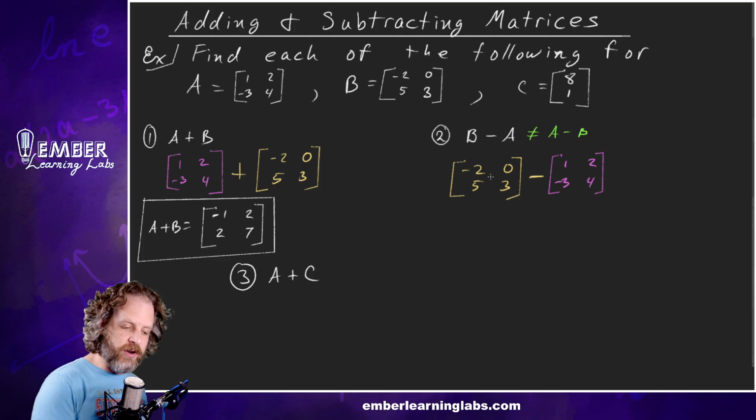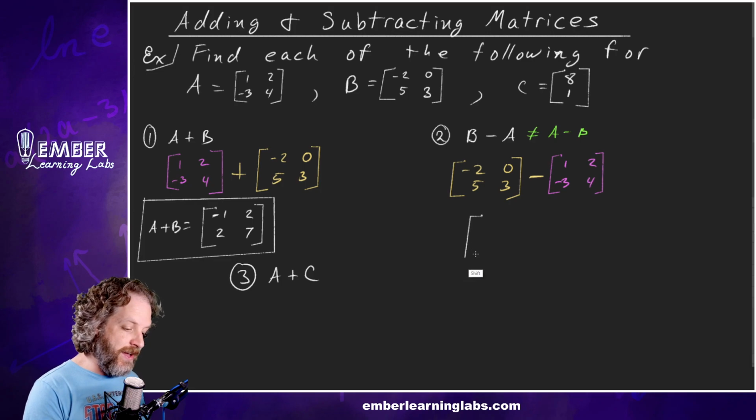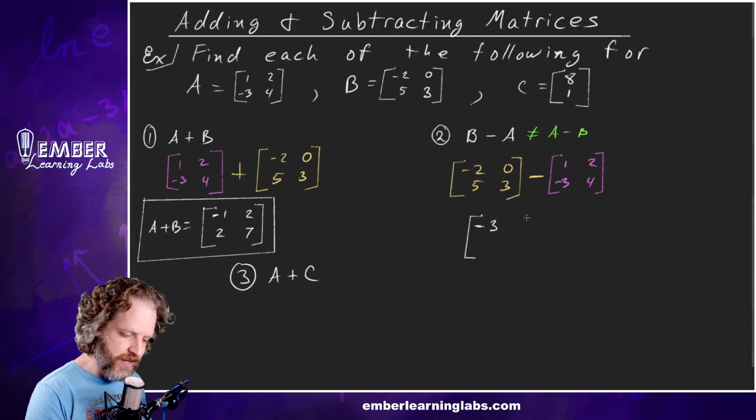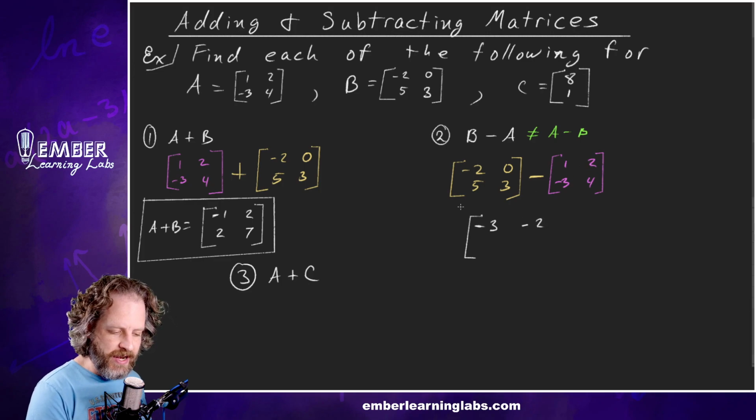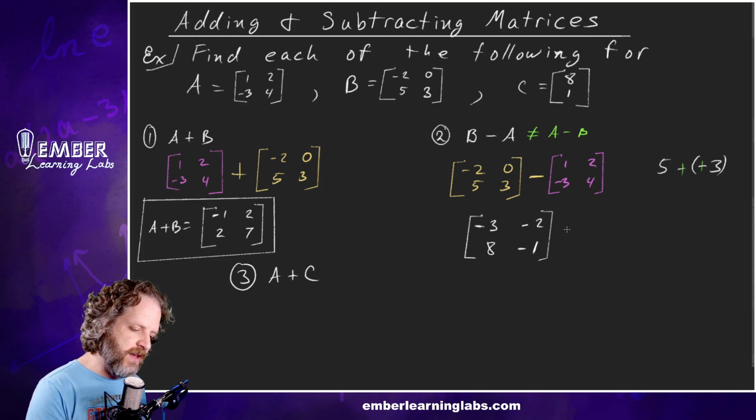Right? So here we're going to do subtraction. We've got -2 minus 1, which is -3. 0 minus 2 is -2. Now this is where it gets interesting, right? Because we've got 5 minus -3. What do we got to do with those? We've got to flip those, so it turns into 5 plus 3, which is 8. 3 minus 4 is -1. So this little matrix right here equals B minus A.